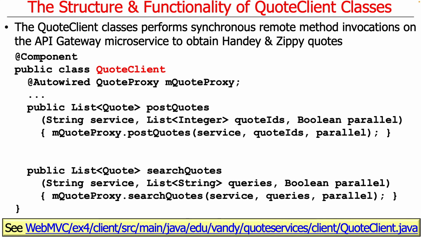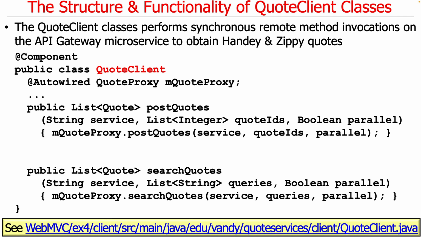The first class we're going to look at is called the QuoteClient class. This class is used in conjunction with a bunch of other classes that work together with it, like the proxies and so on, to perform synchronous remote method invocations on the API gateway microservice in order to obtain the handy and zippy quotes. And here's what it looks like.